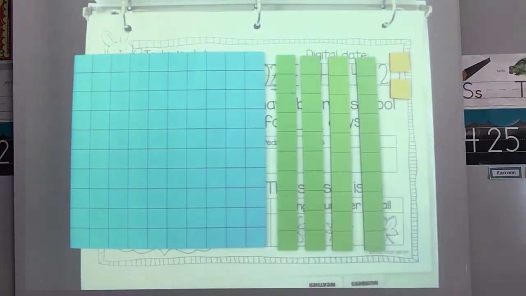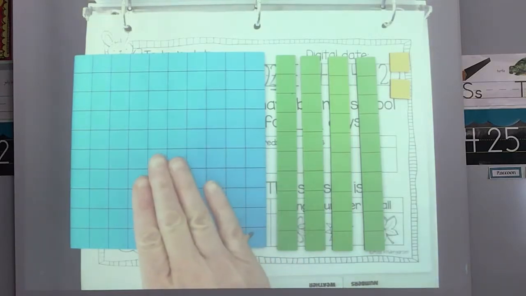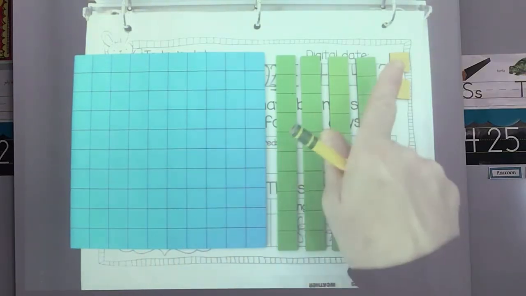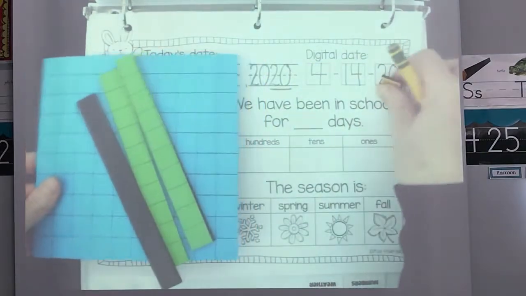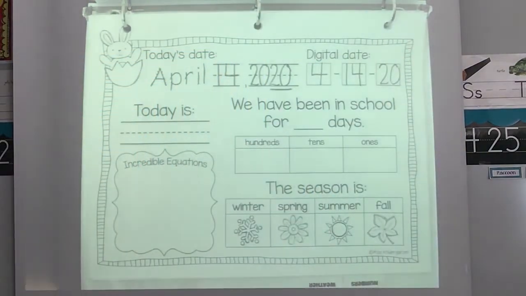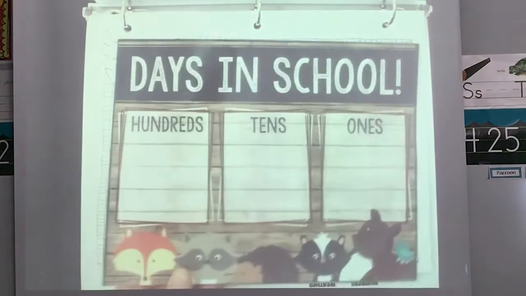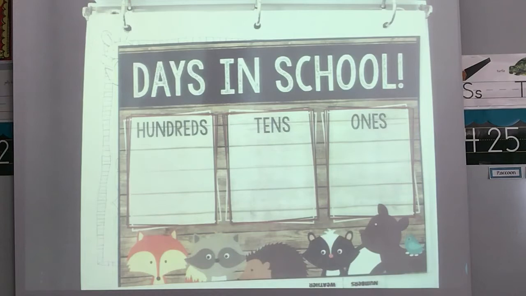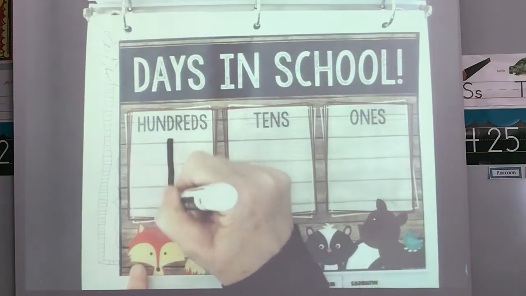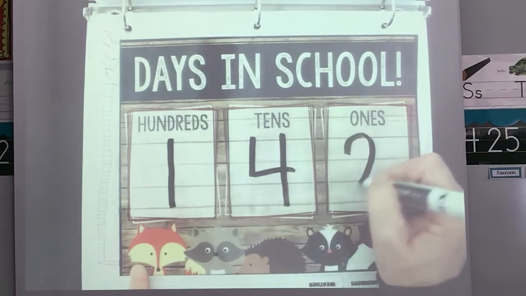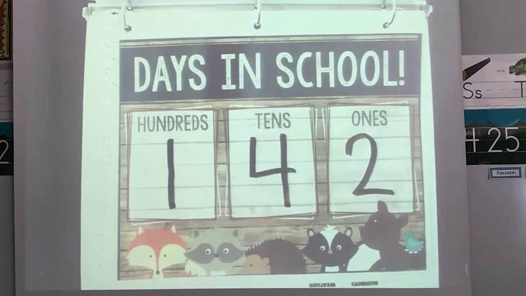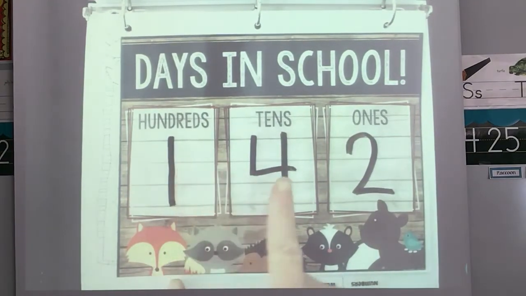Counting on again, we're counting our ones. 142. We have been in school for 142 days. Whew, that's a lot of days. Okay, let's write that down on our dry erase. So we have been in school 142. There we go. 1 hundred, 4 tens, and 2 ones.